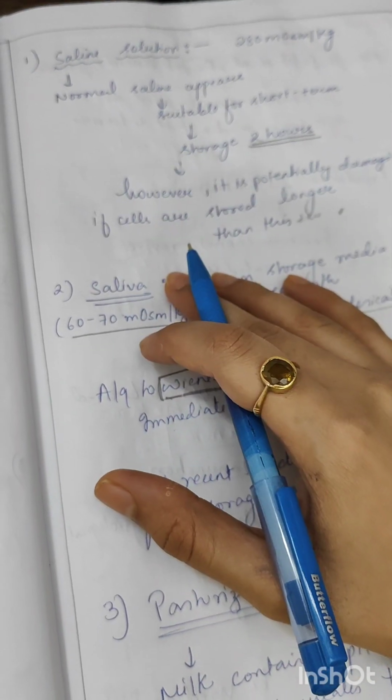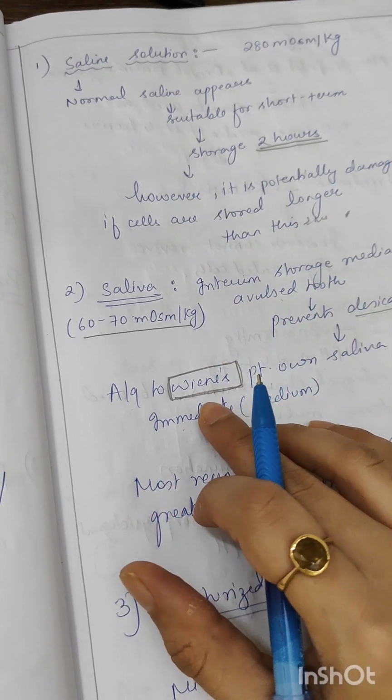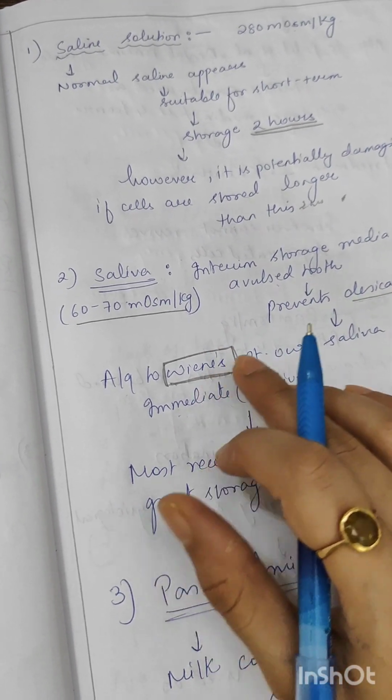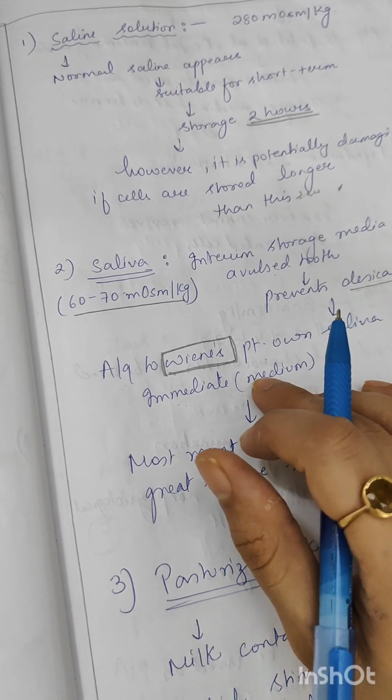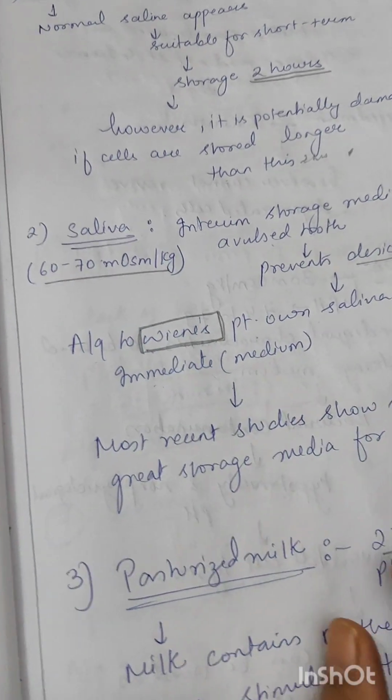Saliva is used because it is easily available, and according to Wiens et al., the patient's own saliva is the best immediate transport media. Osmolarity 60 to 70 milliosmolarity per kg.